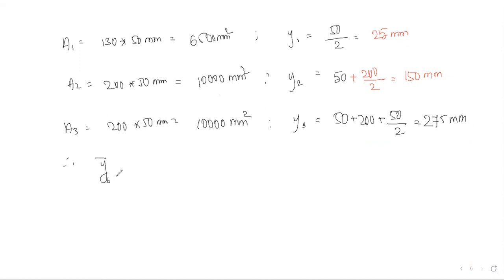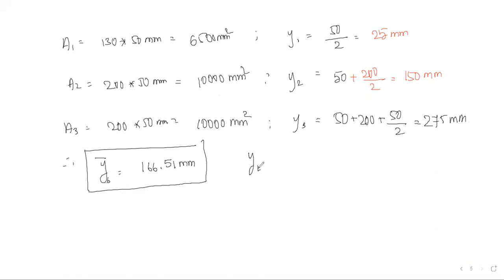Therefore, y bar, that is y bottom, okay, is equal to A1 6500 into 25, then 10,000 into 150, then 10,000 into 275, divided by A1 plus A2 plus A3. So it becomes 166.51 mm. So this is the y bottom value.